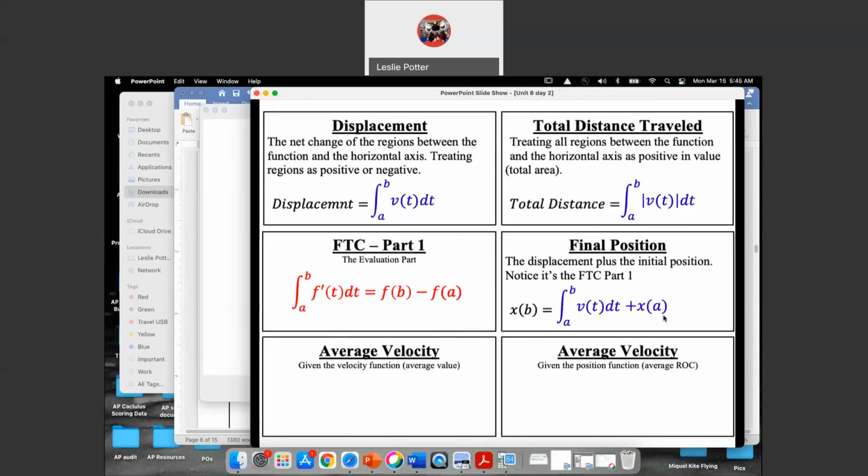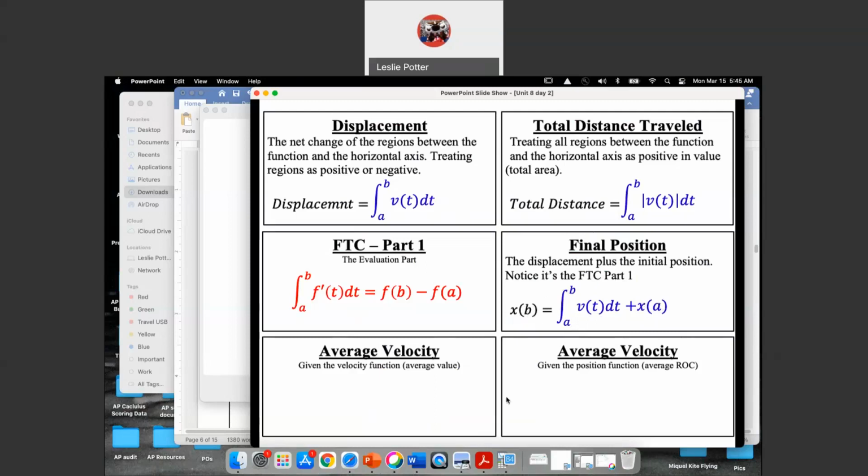So if you think about this just conceptually, right, our final position is where we started plus however we moved. That movement could be positive, that movement could be negative. And if you think about this conceptually, it helps set up the rearranging of the fundamental theorem of calculus part 1. So when we're setting this up, we start at time A, which is represented here in this starting position. And then we end at time B, which is represented here at that final position that we're solving for.